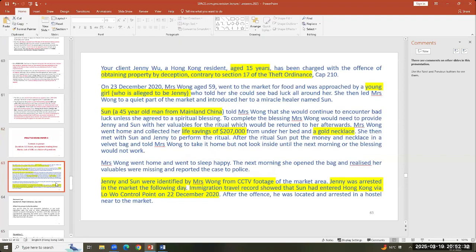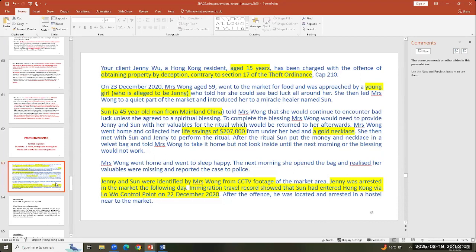So we have Jenny Wu, Hong Kong resident, age 15, charged with obtaining property by deception, essentially a serious type of theft offense, right? Section 17. Mrs. Wong, age 59, in the market, was approached by a young girl alleged to be Jenny, who said she could see bad luck all around her. She introduced her to a miracle healer named Sun.